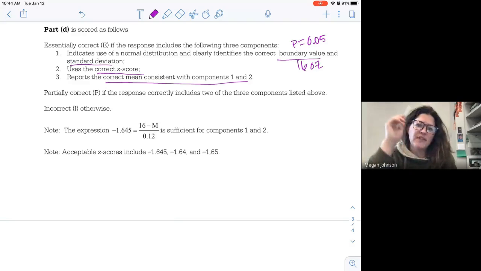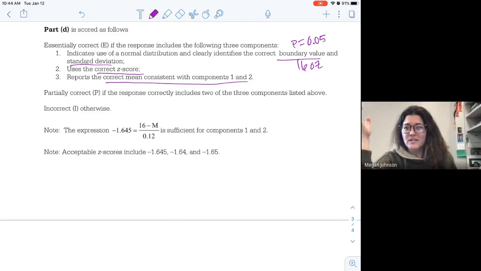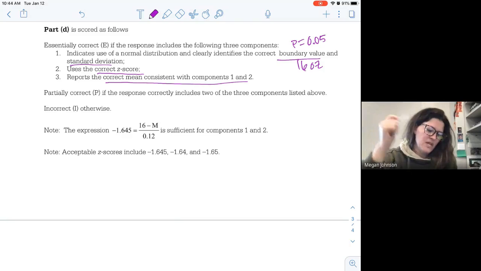So mark that 0.05, go to the table, find the z, plug it into the z-score formula, which, by the way, is given to you on the formula sheet. You don't have to have it memorized. You will get it on the formula sheet. So plug it into the z-score formula, use algebra. You're solving an equation for M. Use algebra to back your way out of that equation and get the mean. It says partially correct if it includes only 2 of the 3 components listed above and incorrect otherwise.